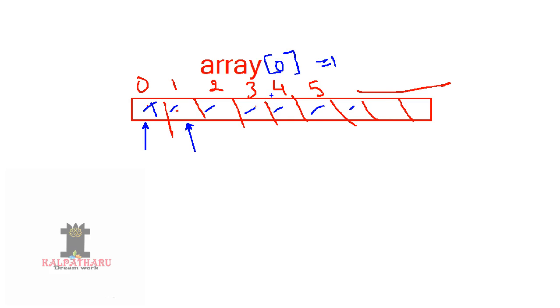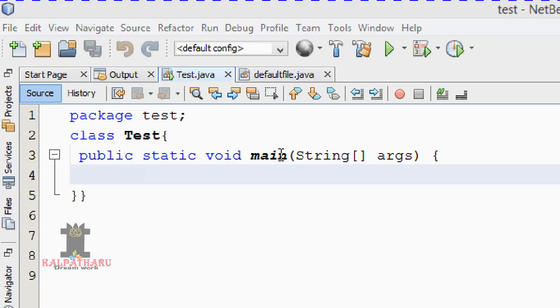What are the advantages of using a Java array? It means code optimization; it makes the code optimized. We can retrieve or sort the data easily, and it helps in random access. Random access of the data is very easy.